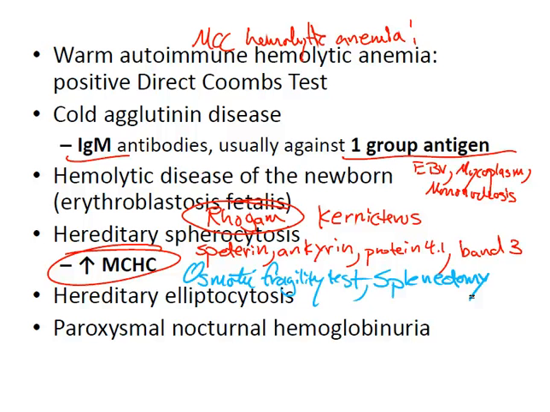So what about hereditary elliptocytosis? A lot of people overlook this guy. Patients are always anemic.